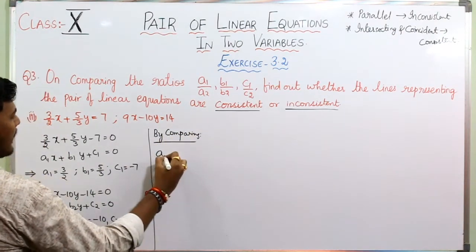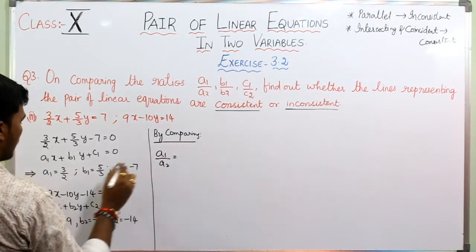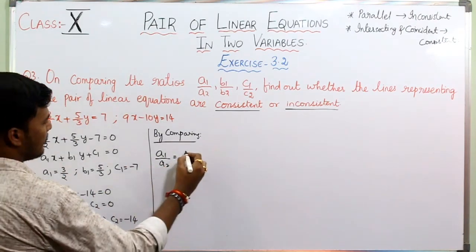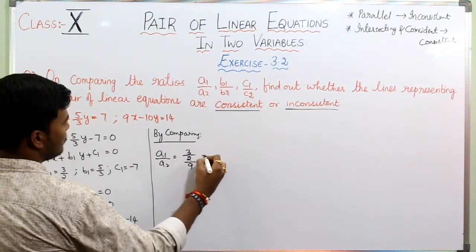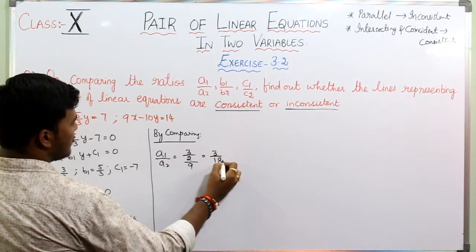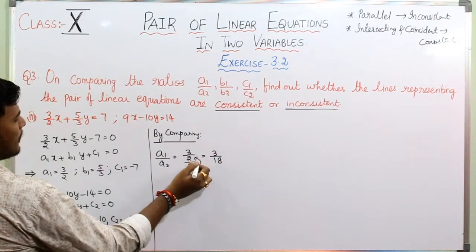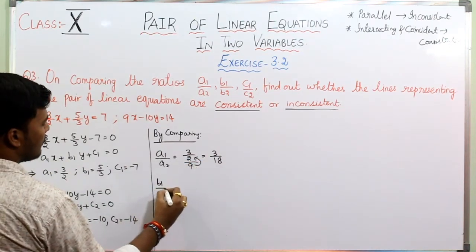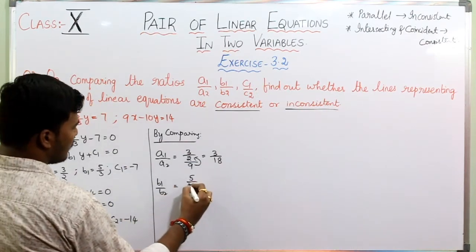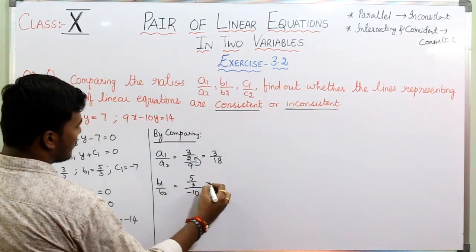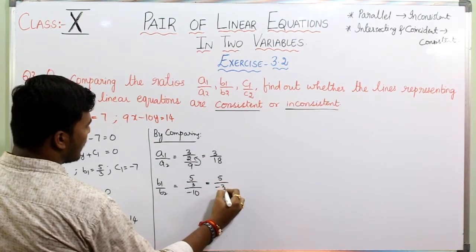Okay, that is a1 by a2, which equals 3 by 2 by 9. So it will become 3 by 18. This will multiply with this 2. Now b1 by b2 is equals to 5 by 3 by minus 10. Then it will become 5 by minus 30.